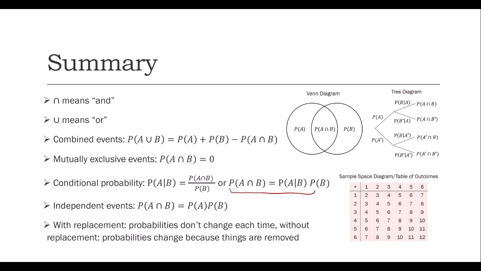And then we learned about our Venn diagram, our tree diagram, and then our sample space diagram or our table of outcomes. That's all for this video.